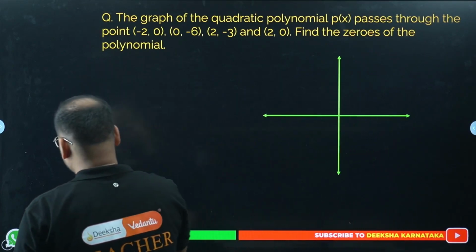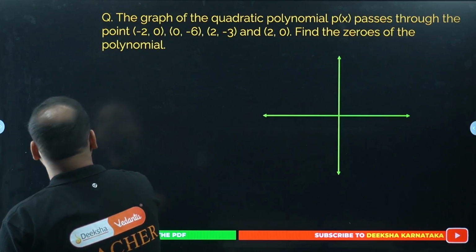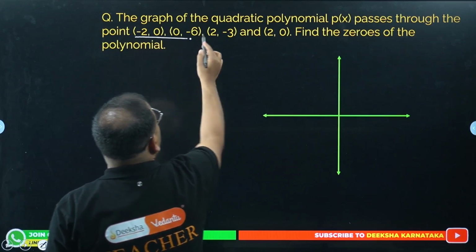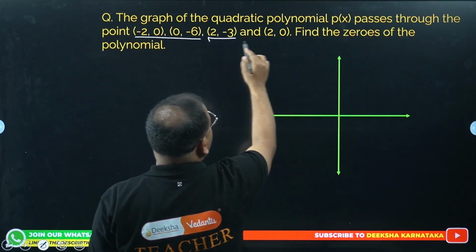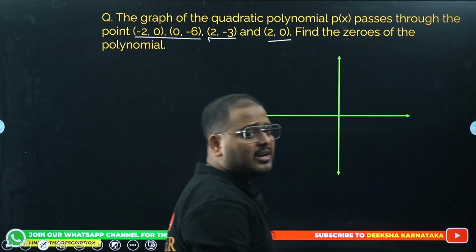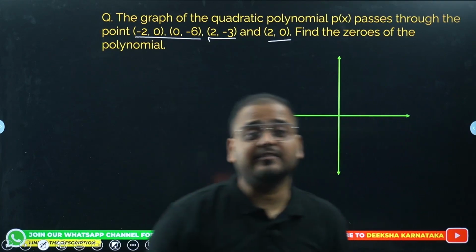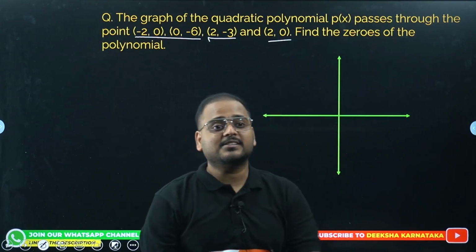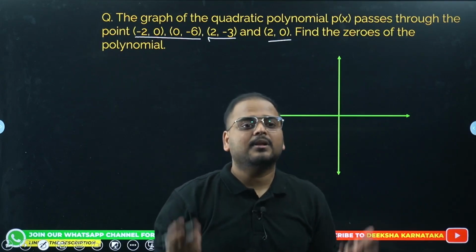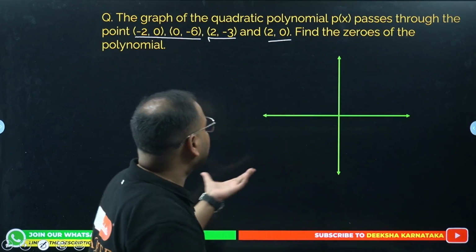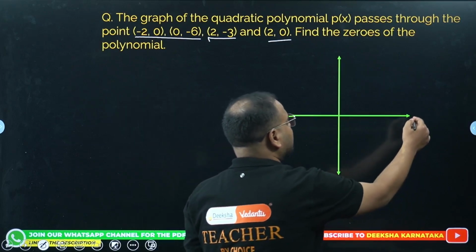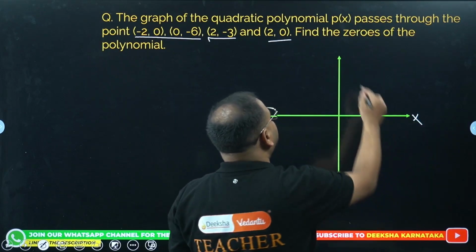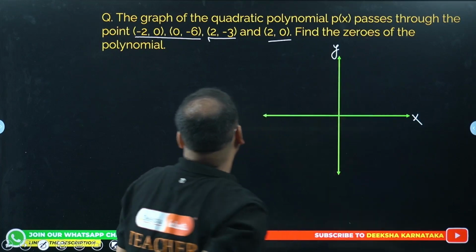What is the question breaking? (-2, 0), (0, -6), (2, -3), and (2, 0). What have they given us? They have given us 4 coordinates. Simple. Write the coordinates on the Cartesian plane. What is the Cartesian plane? XY axis. X is here and Y is here.